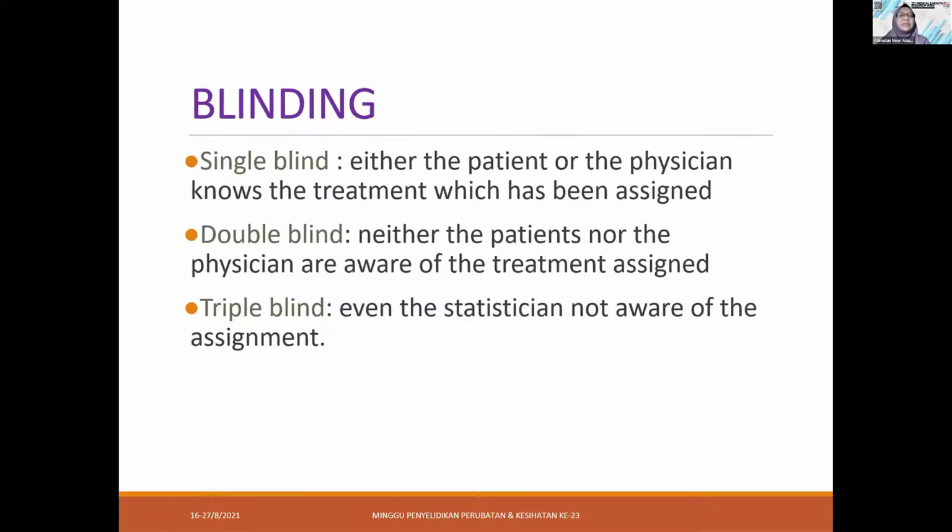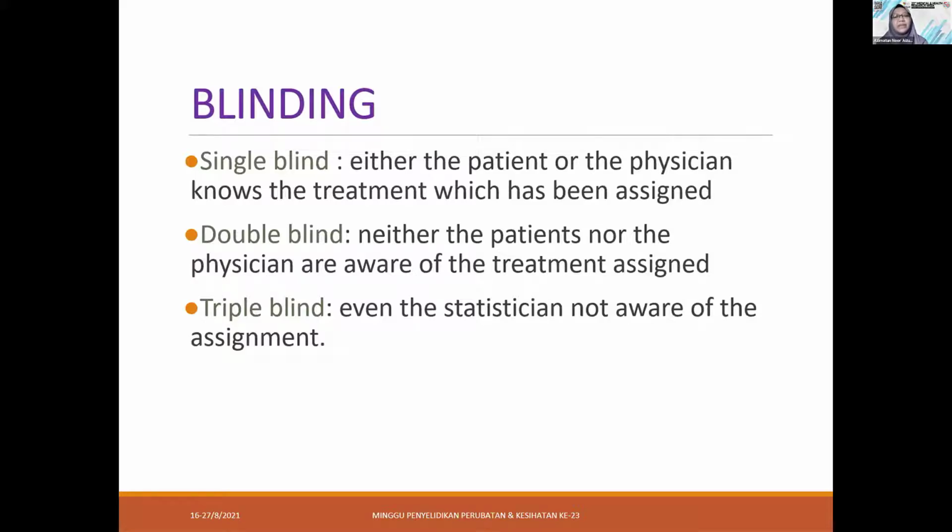Blinding. There are 3 methods of blinding. Single blind: either the patient or the physician knows the treatment which has been assigned. Most of the time the physician knows, but the patient does not know about the treatment. In a double blind, neither the patients nor the physician are aware of the treatment assigned. That means only the investigators know about the treatment assigned.